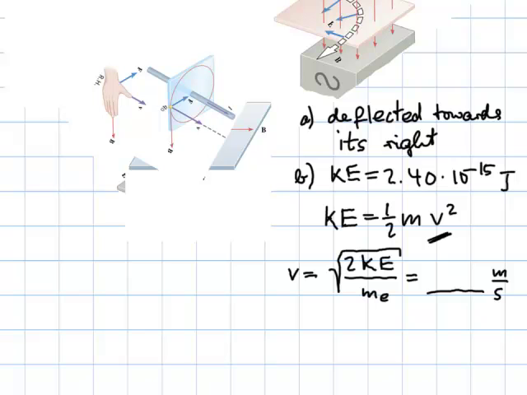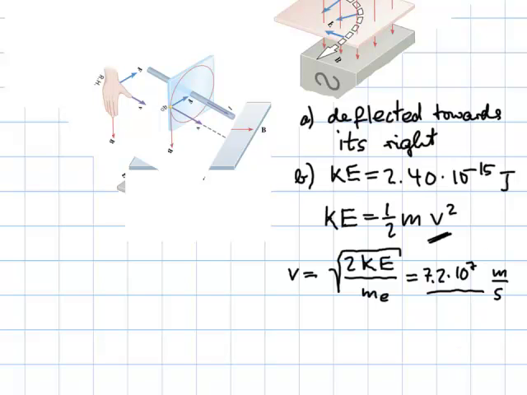and I come up with quite a tremendous speed of 7.2 times 10 to the 7th meters per second. So this is quite fast here. That's approximately, in the neighborhood of 45,000 miles a second, that's how fast the electron is.